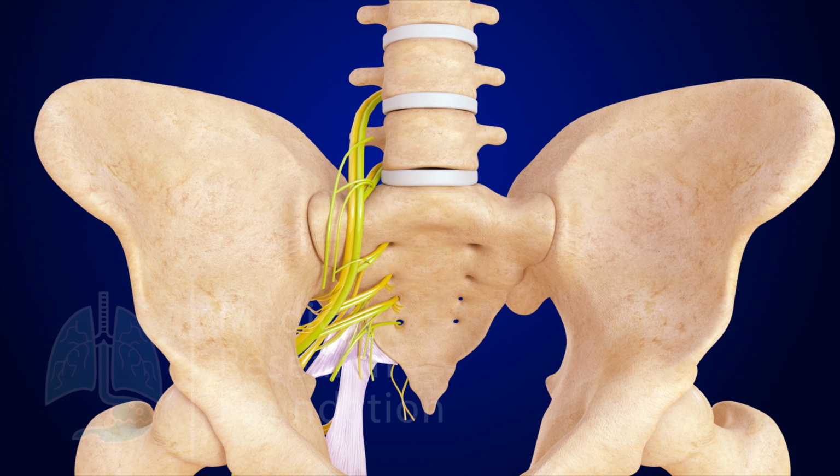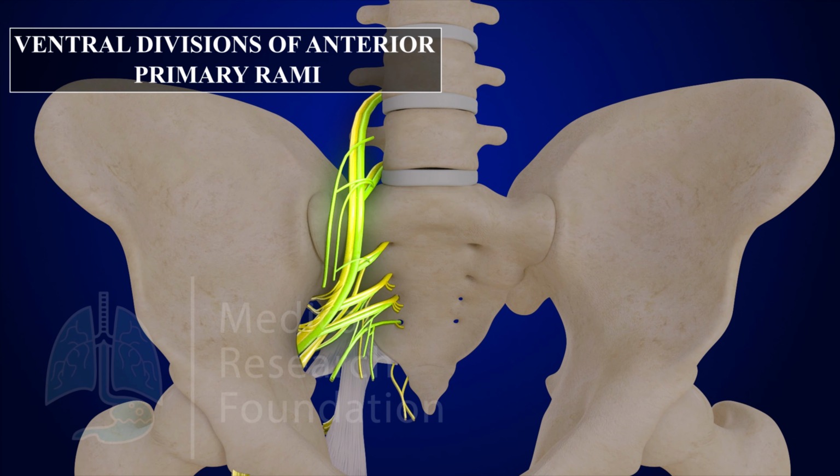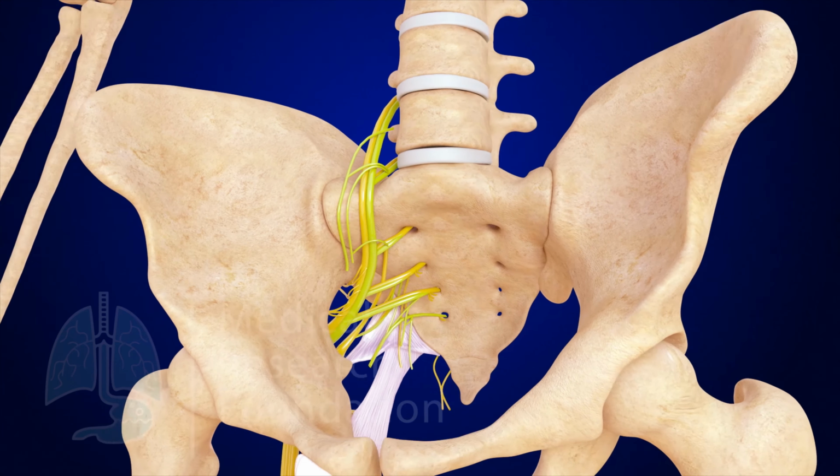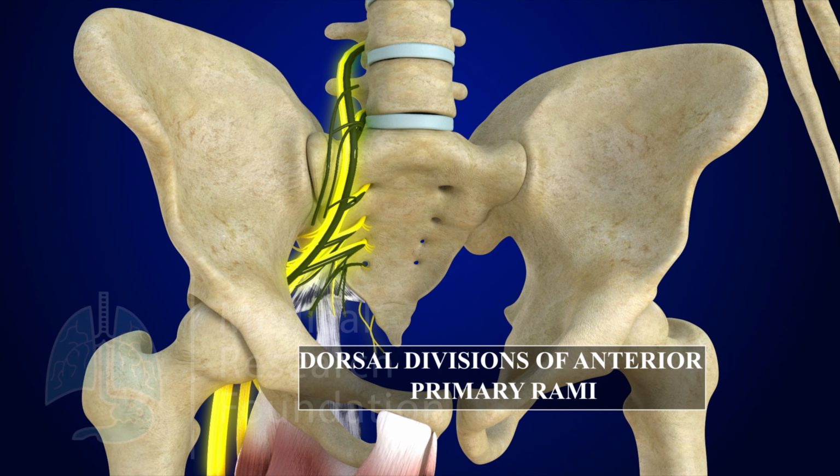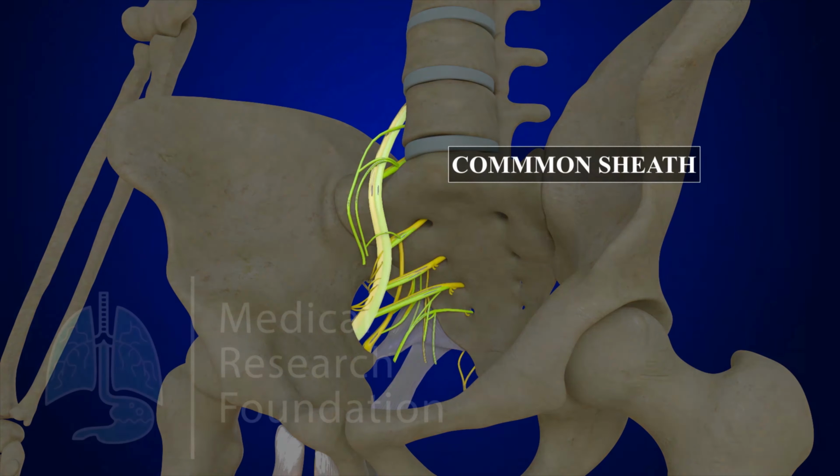The tibial part is formed by the ventral divisions of anterior primary rami of L4, L5, S1, S2, and S3. The common peroneal part is formed by the dorsal divisions of anterior primary rami of L4, L5, S1, and S2. The two parts are usually enclosed in a common sheath of connective tissue.